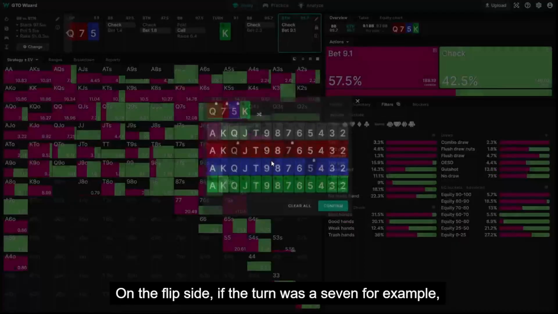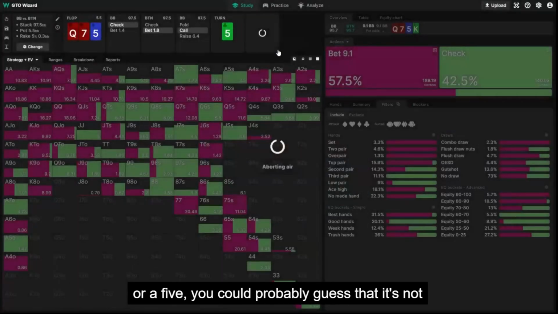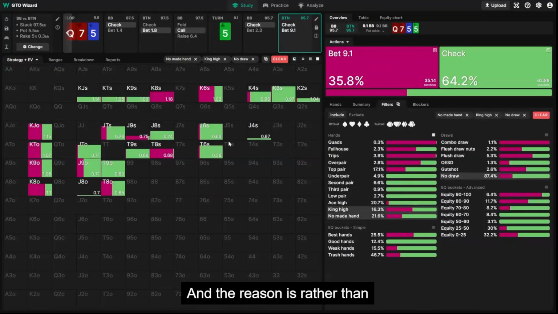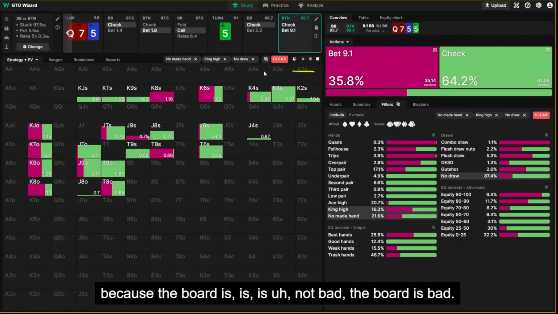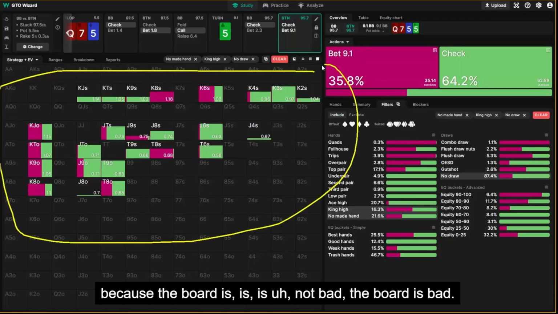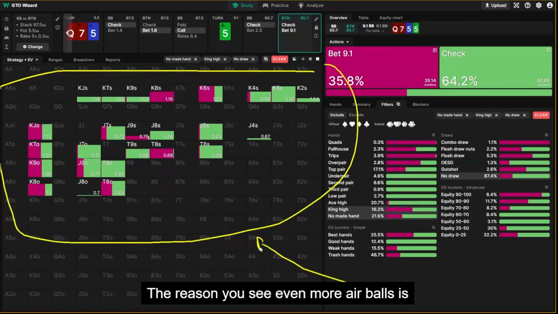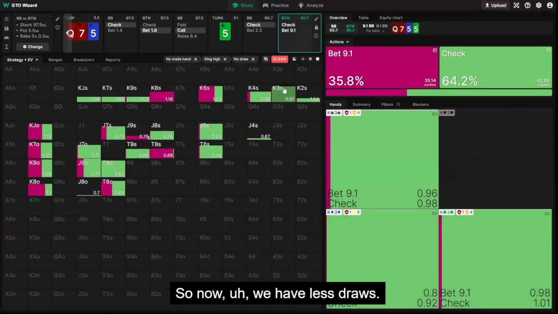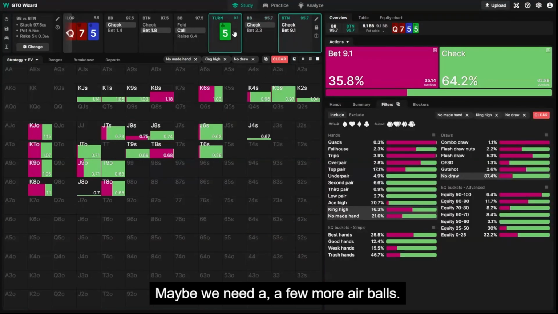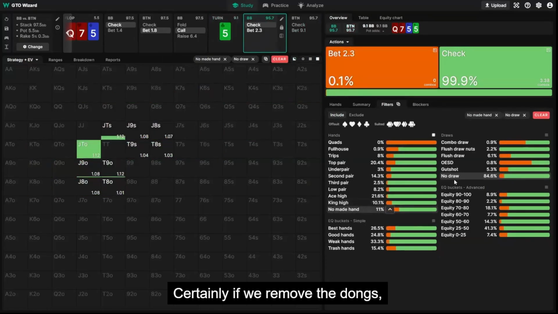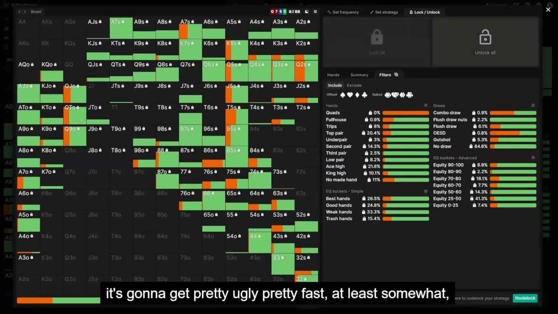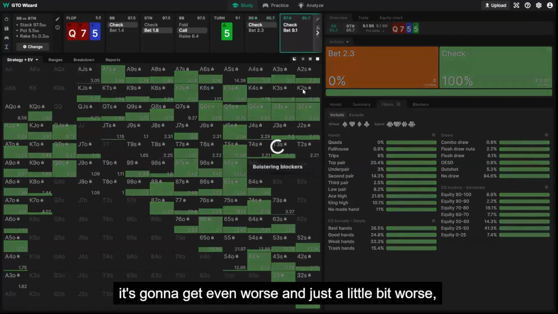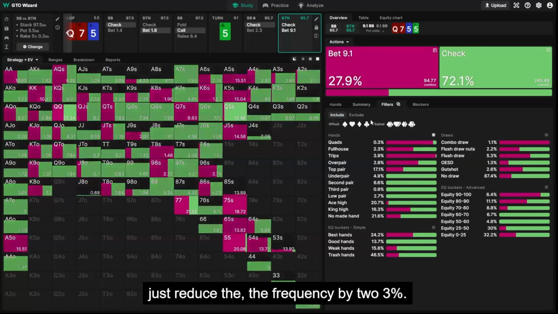On the flip side, if the turn was a 7, for example, or 5, you could probably guess that it's not that good. Lower frequency, and we see a lot of non-draws betting. And the reason is not because the board is good, the board is bad. But the reason you see even more air is because now we actually don't have as many of other things to bet, right? So now we have fewer draws. Maybe we need a few more airballs. Certainly, if we remove the donks, it's going to get even worse, but maybe not to a crazy extent because the donks are rather low frequency. Just a little bit worse. Just reduce the frequency by 2-3%.